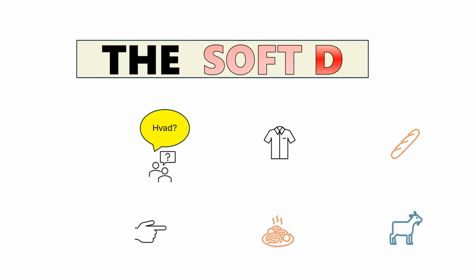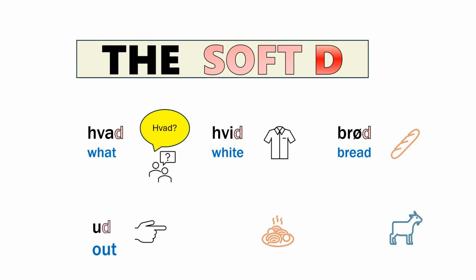The soft D sound is commonly pronounced when the letter D is in the middle or at the end of a word. Here are the examples. Hvad? Hvid? Rød? Ud?